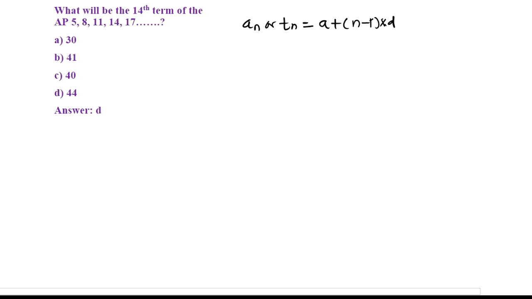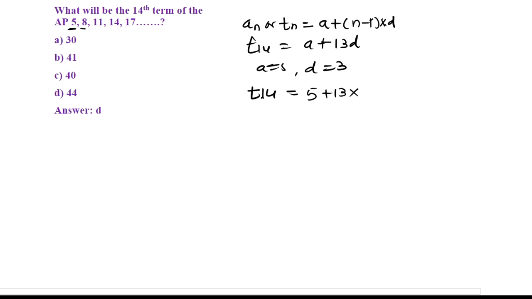I am being asked to find the 14th term. So T14, I can write it as a plus 13d. What is a? A is 5. What is d? D is 3. So just substitute the value. T14 is equal to 5 plus 13 into 3. 13 3s are 39 plus 5, which is equal to 44, and hence the answer is D. Next question.